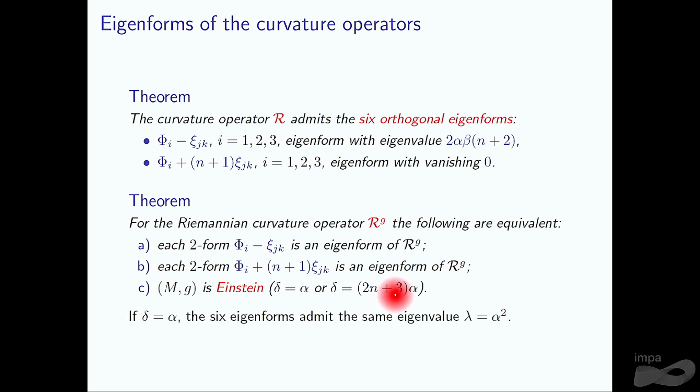Okay, so the Einstein case is well understood, but what's funny is that the Einstein condition can be rephrased in terms of eigenforms of curvature operators. Namely, it's equivalent to saying that each of the forms phi_i minus psi_jk is an eigenform of the Riemannian curvature operator, or equivalently, each of the 2-forms which I wrote down here is an eigenform of the Riemannian curvature operator. And if we are in the 3-alpha-Sasaki case, then that's all nice, because then we have 6 eigenforms with the same eigenvalue, which is just alpha squared.